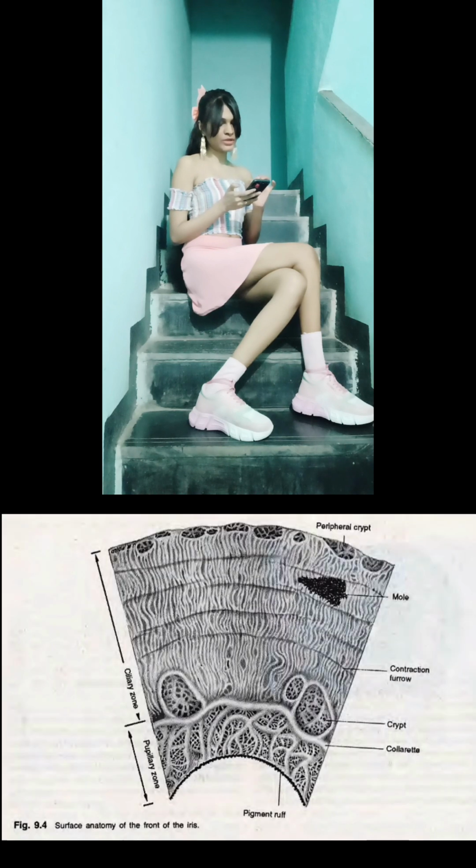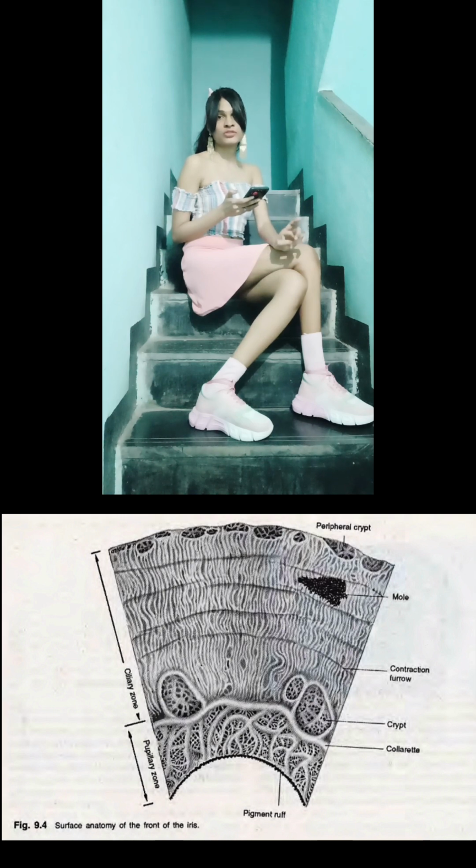Now another, figure 9.4. Surface anatomy of the front of the iris. This is the anterior surface of the iris as it looks to the naked eye. The anterior surface is divided into two parts by the collarette, which is a zigzag line. It is a ridge that overlies the incomplete minor arterial circle. This zigzag collarette is the thickest portion of the iris, 0.6 mm. Towards the periphery the iris gets thinner, and at the iris root its thickness is 0.5 mm.